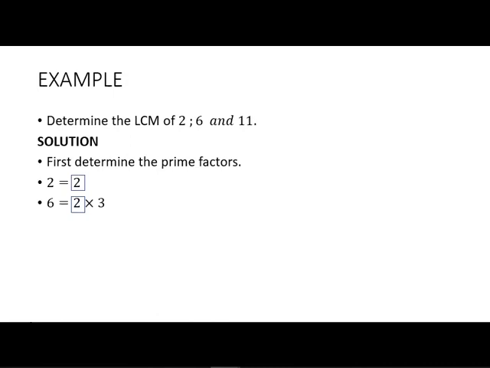Therefore, only one 2 will be part of your LCM. 3 will also be part of your LCM because that is a different base. 11 will also be part of your LCM because that is also a different base. So you just multiply all of them to get your LCM. 2 will be represented with the exponent that is the highest. In this case, the highest exponent will be 1, because please note that whenever you're given a number and there's no exponent written for that base, its exponent will always be equal to 1. Multiply all of that, and in this case, your LCM will be 66.